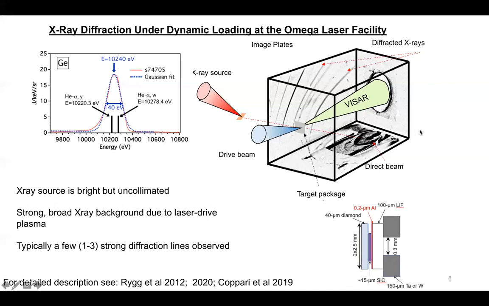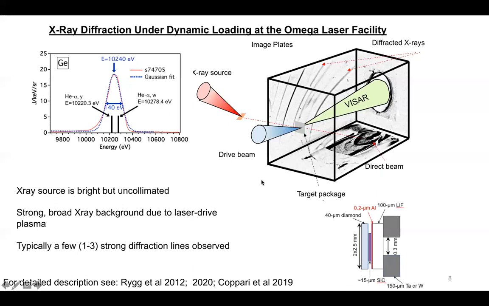So I want to mention what the limitations are that we have to worry about when we're doing these types of experiments. The X-ray source is very bright, but it's also uncollimated. And this is 25 millimeters or so away from the sample. So the amount of X-rays that you generate that actually get through the pinhole, you lose a lot of them in the process.